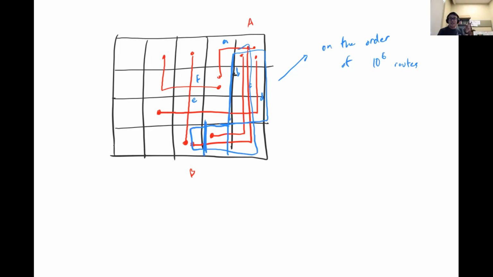So there's this question of, okay, can I combine routes together in a certain way so that it looks like I'm only passing a smaller number of routes, and can I reduce this down to 10 to the 5th, 10 to the 4th, 10 to the 3rd, which would really help it.